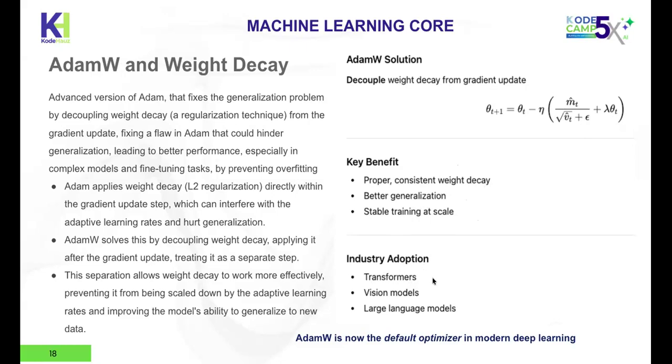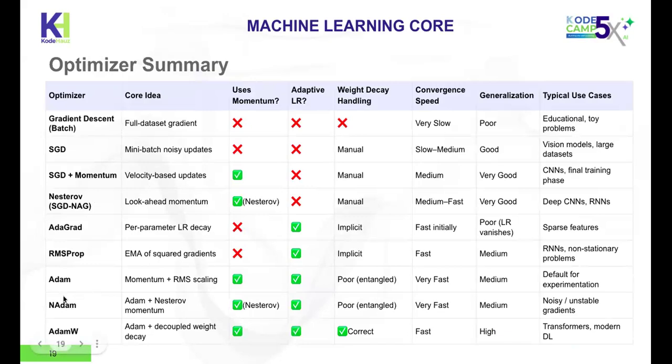So modern neural network, deep learning training and frameworks use AdamW a lot, right? Transformers, vision models, large language models, LLMs, which we are slowly going towards. There's another one we call NAdam, but I'm not going to go into that. There are a whole lot of them. You can see we have gradient descent, batch gradient descent, which we talked about, stochastic gradient descent, which is mini-batch noisy updates, SGD with momentum, which has velocity-based updates. We have Nesterov. So Nesterov has a look ahead.